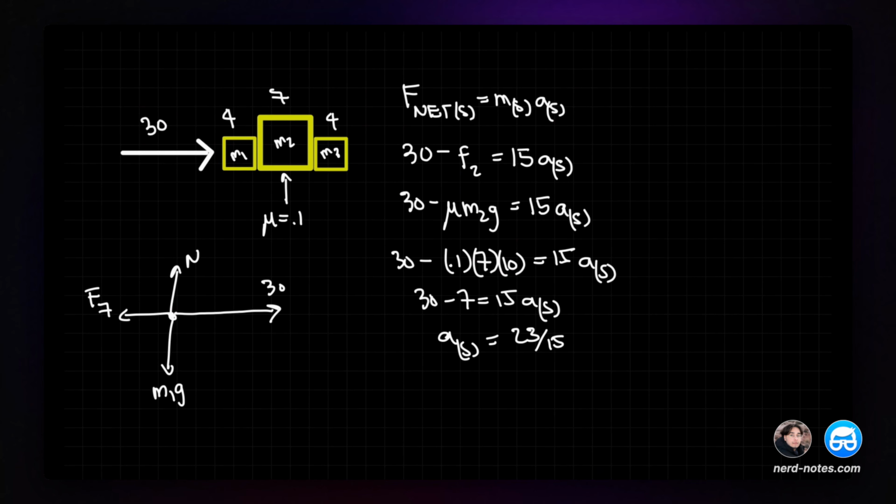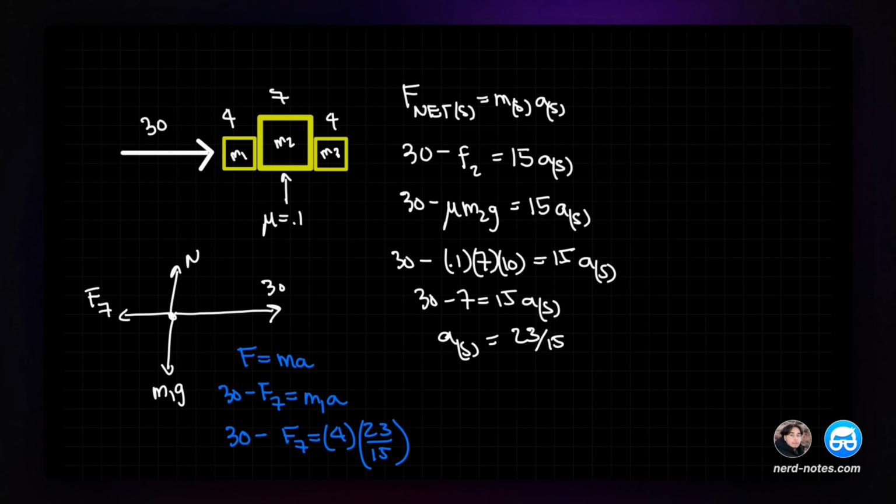And what we can do now is just, again, use Newton's second law, so F equals ma. But again, we're just doing it for this block. That way we can find the contact force. Okay, let's go ahead and fill everything in. We're going to do 30 minus F7 is equal to the mass that we're currently analyzing, which is M1, times a. And then we can just fill in and solve for F7. So 30 minus F7 is equal to M1, which is 4, times the acceleration, which again is the acceleration of the system, 23 over 15.